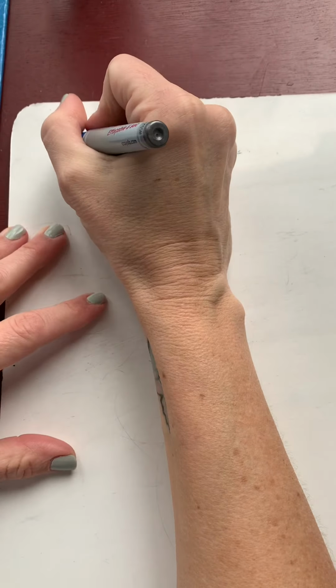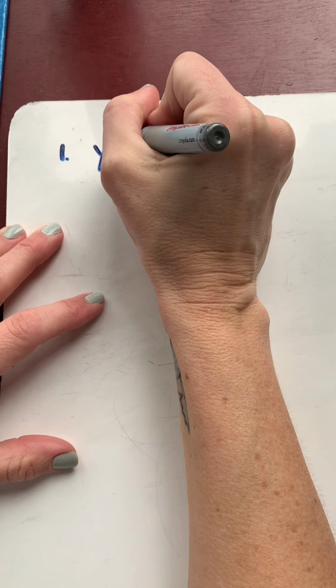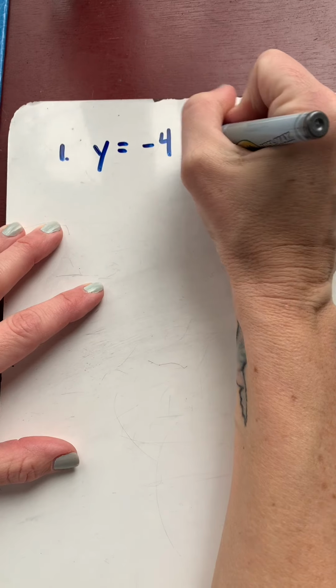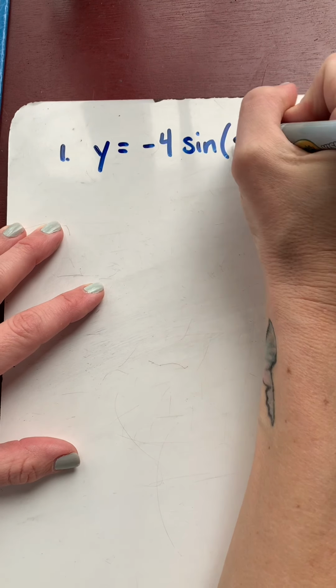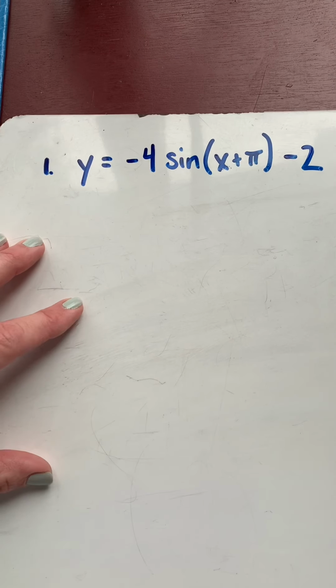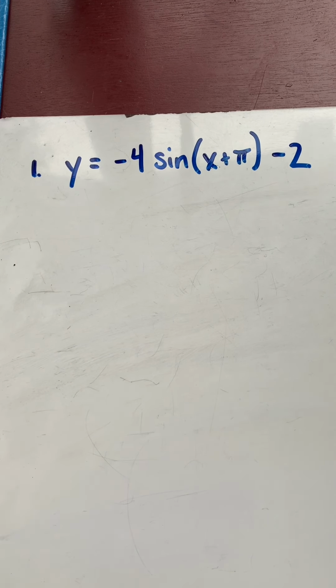The first one I want you to try is y equals -4 sine x plus pi minus 2. Go ahead and take that, pause the video, and then come back and see if you got it right. I'm going to start doing it now, and then I'll put another one up. So we'll just go one by one, just to make sure you're feeling pretty comfortable.